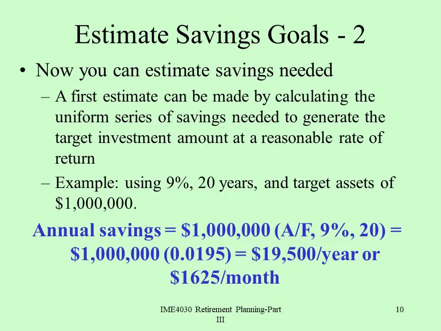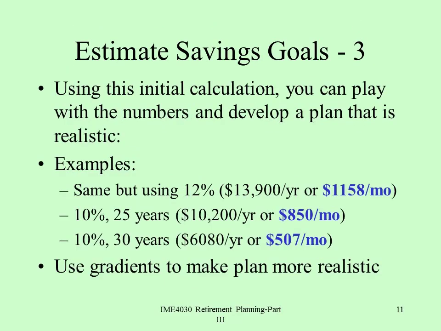Well, let's go to slide number 11. It's obvious that $1,625 a month is a lot of money, especially if you start that right when you go to work. So we're going to have to play with the numbers a little bit. What if we use the same example, but we use 12% as a return rate? Well, that lowers our savings to $1,158 a month. Well, that's better, but wow, that's a lot of money.